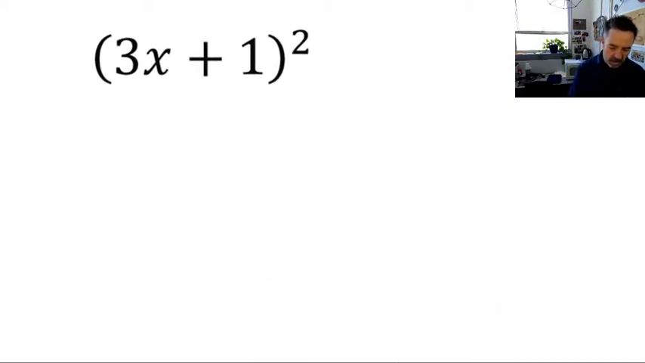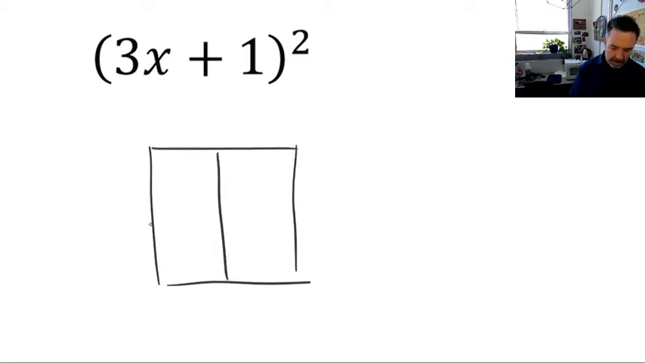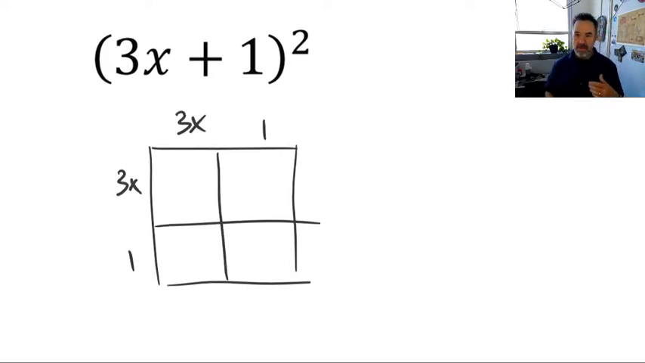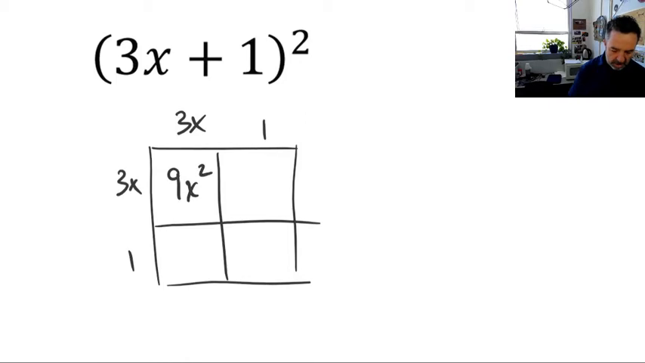So if I was going to square this binomial, I might look at the area model where I'm multiplying 3x plus 1 times itself, 3x plus 1. Now, to find the area of each one of these, this is a generic area model. To find the area of anything, I'm going to multiply the dimensions. So if I multiply 3x by 3x, 3x times another 3x, I get 9x squared. So this area is 9x squared.